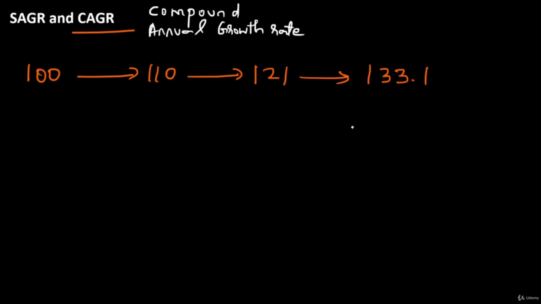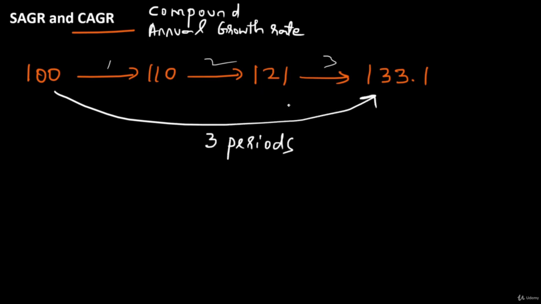Now let's first try to see how you can find it. Actually you want to find the compound annual growth rate, right? There's a growth rate in sales, right? This is 100 million, this is 110 million, this is 121 million, and this is 133.1 million. Now the increase has happened over 3 periods, 1, 2, 3, right? So the increase happened over 3 periods.